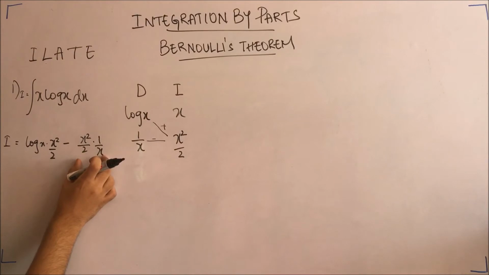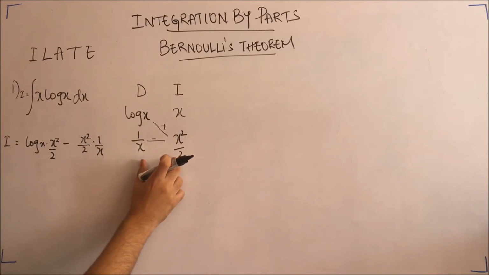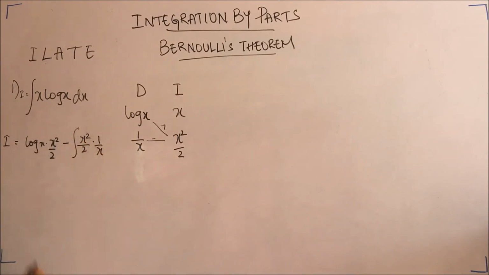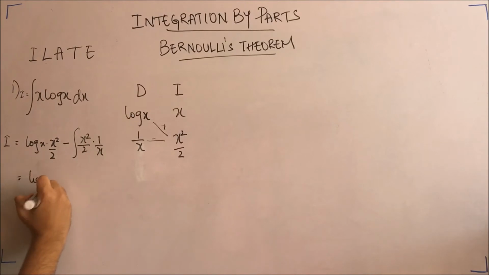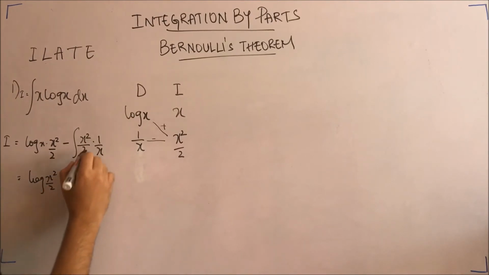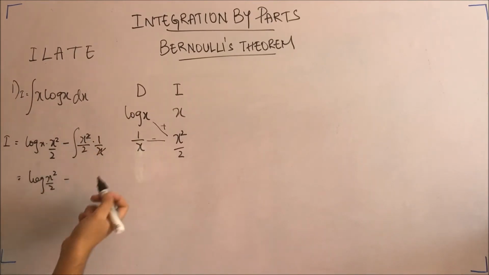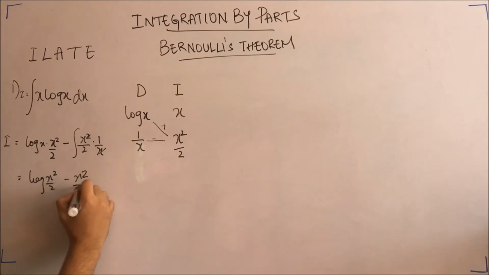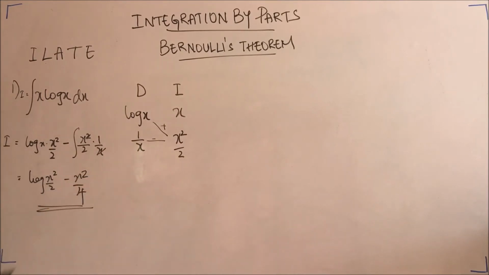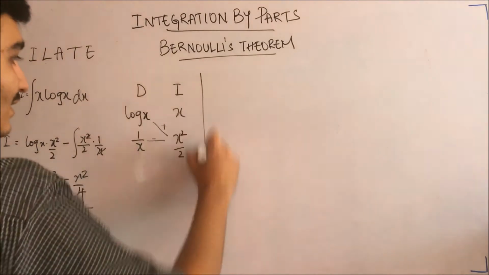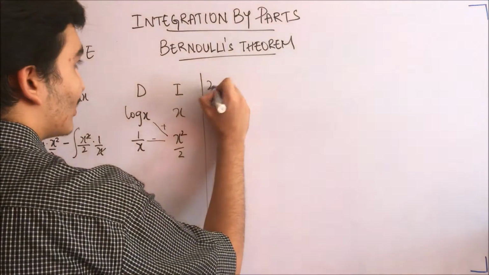And now this term which you have, which is the product of the horizontal terms, this should be under the integral. So now I can write this as log x into x square by 2 minus integral x by 2, which is x square by 4. So this is your final answer. Of course, you can take x square by 2 and simplify it further, but I guess you get the idea. Now let's move on to the next example.